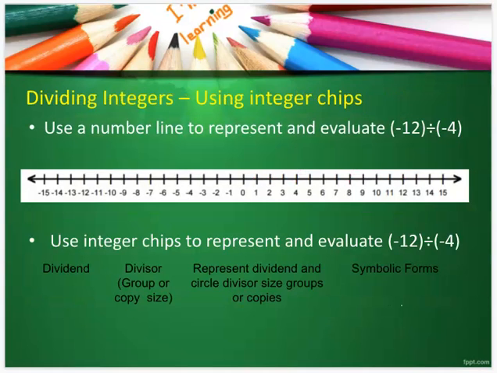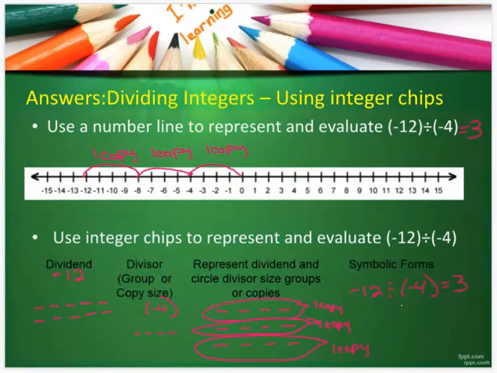With negative as your dividend and negative as your divisor, it's still not terrible, because you say, okay, I have negative 12 and I want groups of negative 4. So I could have 1 group or 1 copy, 2 copies, and 3 copies. With chips, you could see it: I have negative 12 chips, and then I want them in groups of size 4. So I have 1 copy, 2 copies, and 3 copies. So negative 12 divided by negative 4 is a positive 3.